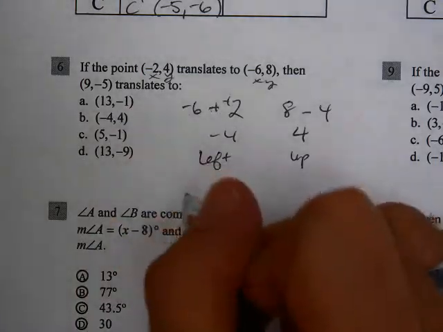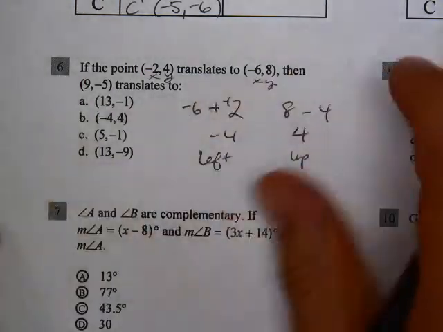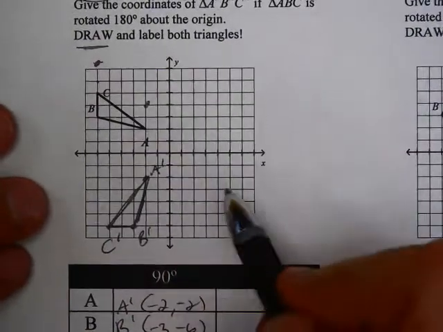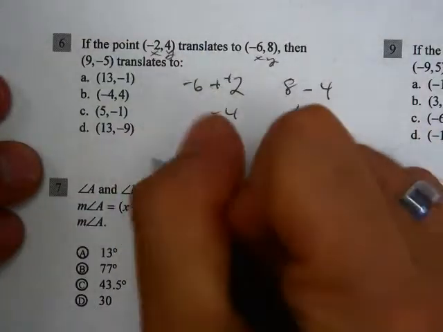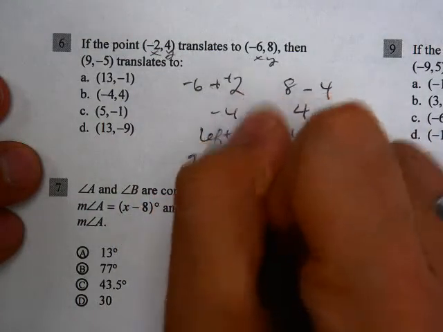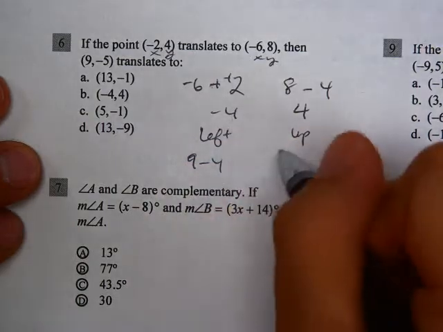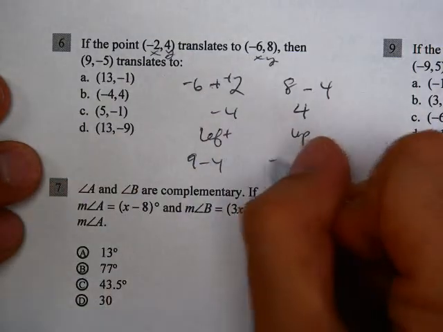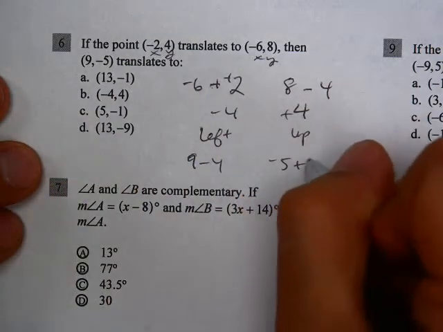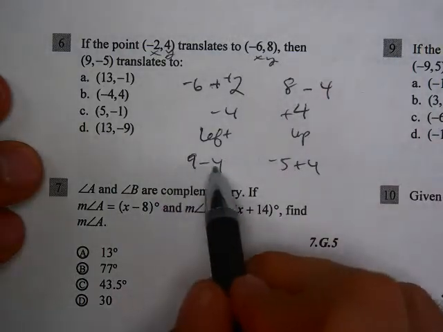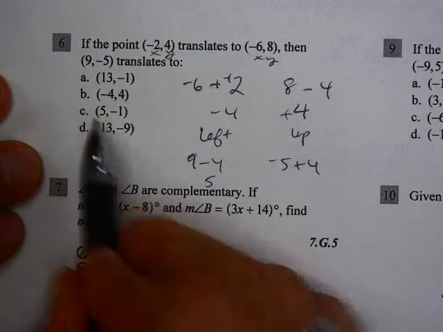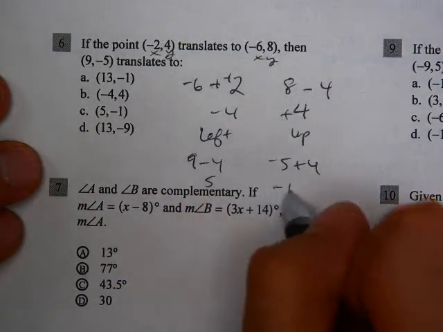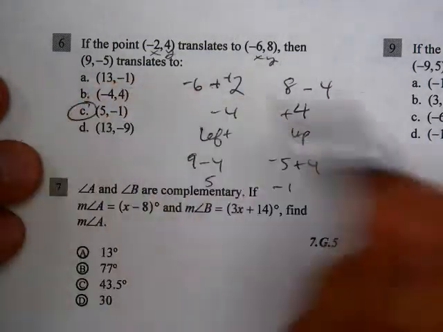Now, to go left from 9, if you had the room in the graph, you could graph it and then just count left 4 and up 4. I can also take 9 and do this to it. I can do 9 minus 4, and then I can take this y coordinate, negative 5 plus 4. 9 minus 4 is 5. Right off the bat, there's a 5. Negative 5 plus 4 is negative 1. So my actual answer is going to be C.